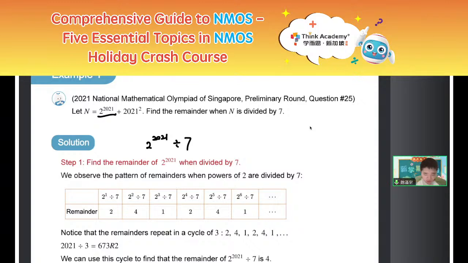2 to the power of 1 divided by 7 has a remainder of 2. Now, of course, I've done all the calculation here for you in the book. 2 to the power of 4 divided by 7. So this is 2 divided by 7, 4 divided by 7, 8 divided by 7, 16 divided by 7, 32 divided by 7, 64 divided by 7. All right. Guys, what is the pattern here? Look at the remainder of all of these when divided by 7. What is the pattern you can see in this?